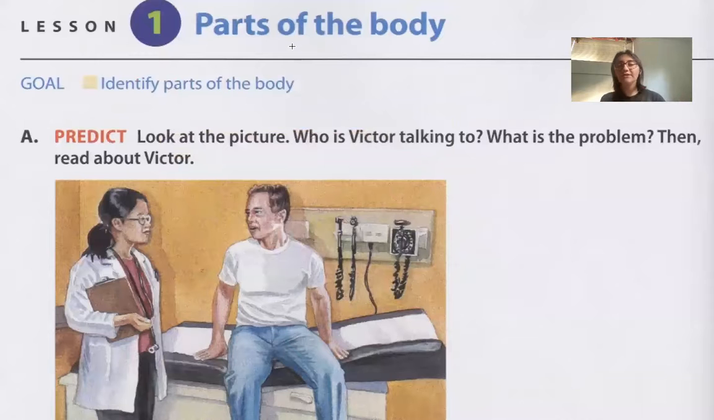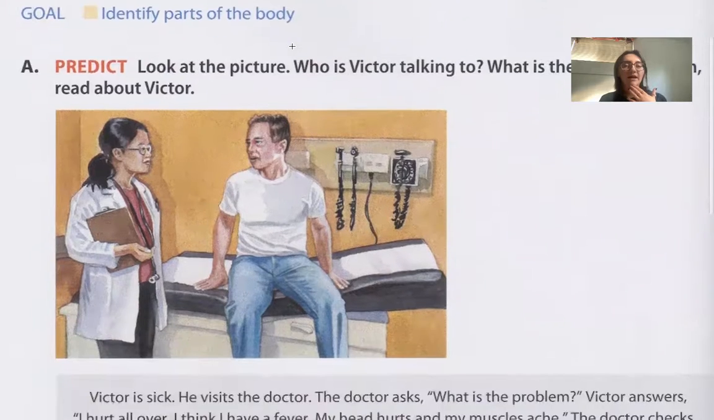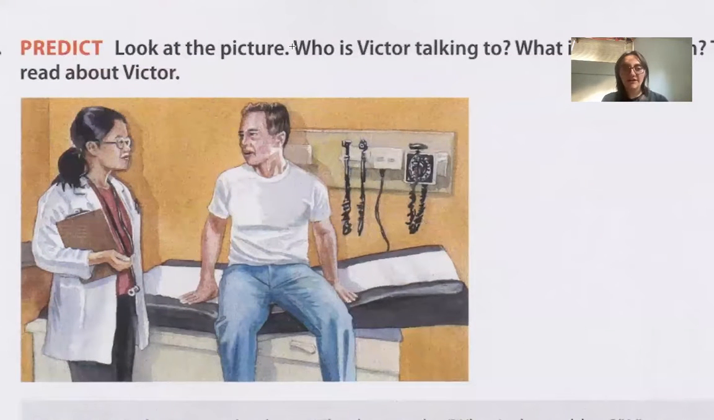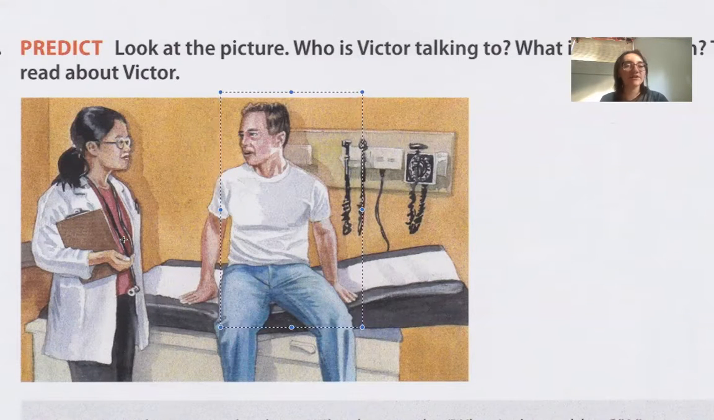So we're going to look at the picture. Who is Victor talking to? What is the problem? And then we're going to read about Victor. So let's look at the picture, right? Who is Victor talking to? So we'll say that this is Victor, right? And he's talking to somebody that looks like a doctor, right? They're dressed with a stethoscope, they have the coat and a clipboard, right? You guys work in a hospital, so you see these people out and about all the time, right?